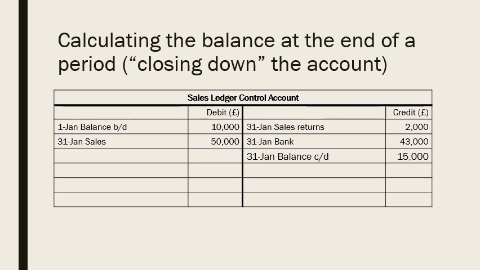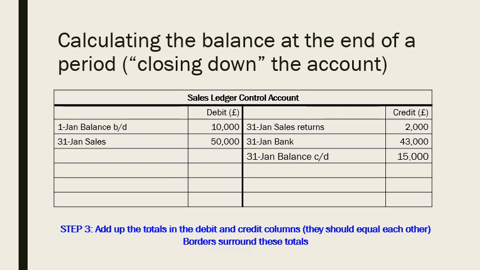The next step that we take is we will add up the totals in our debit and credit column and we'll put a border around these totals. So I'll put 60,000 on the debit side, 60,000 on the credit side, and I'll put a border around those two figures. Please note also that it's convention to have those two totals on the same row.